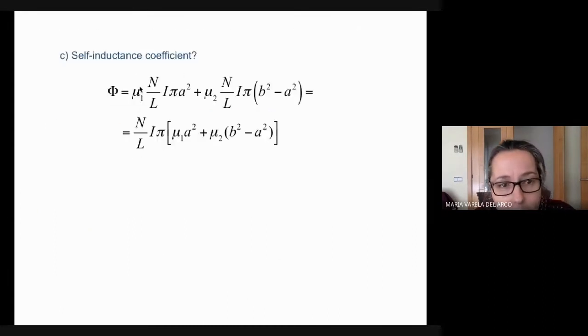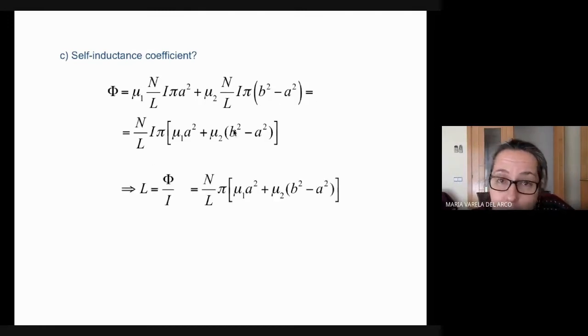Through material number 1, with mu1, the flux is going to be the field, B field, mu1 n over L i, times the surface of 1, pi a squared. Now, here is the contribution across material number 2, mu2 n over L, same H field, right? N over L i, and then pi times b squared minus a squared, because that is the section of our external crown. So you put everything together and you get something like this.